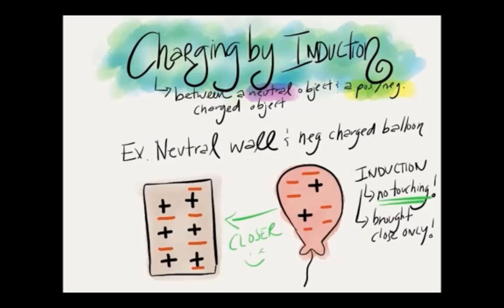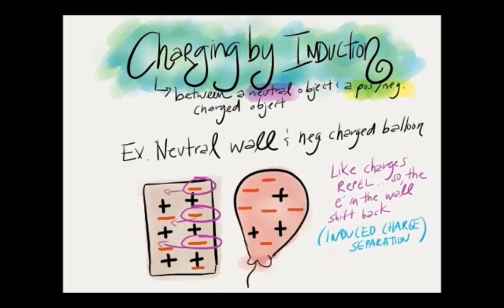So in this case, with charging by induction, there is no touching. This balloon is going to be brought close to the wall, but it's not going to touch the wall, and yet it's still going to induce a charge. If you recall the law of attraction, like charges repel and opposites attract. So in this case, the electrons within the balloon repel against the electrons that are in the wall because the two negative charges repel each other. So the electrons are going to be shifting back, and that shifting back is called induced charge separation.